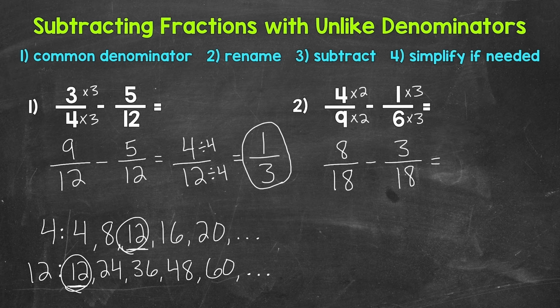And now we subtract. So subtract the numerators. 8 minus 3 gives us 5. And then we keep that denominator of 18. So we end up with 5/18. Now the only common factor between 5 and 18 is 1. So this is in simplest form. Our final answer, 5/18. So there's how to add and subtract fractions. Let's move on to multiplication.